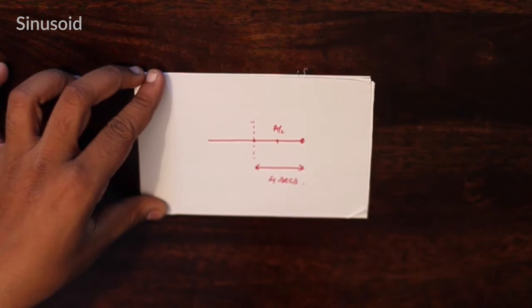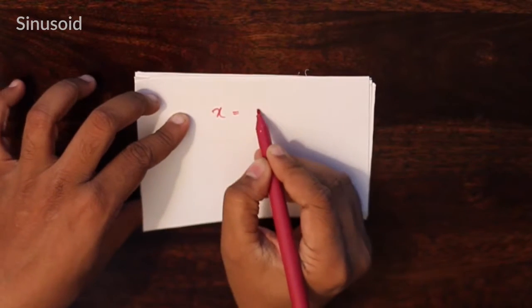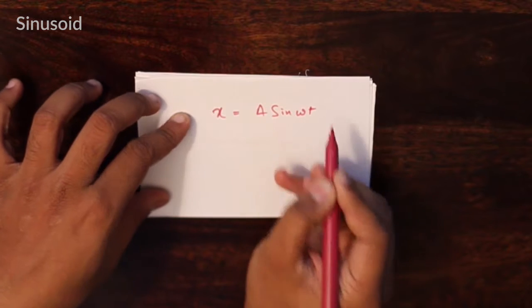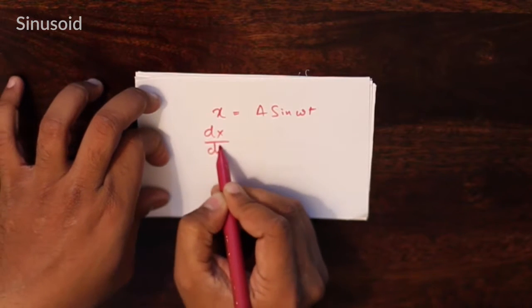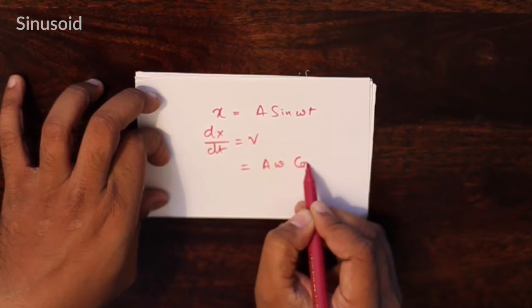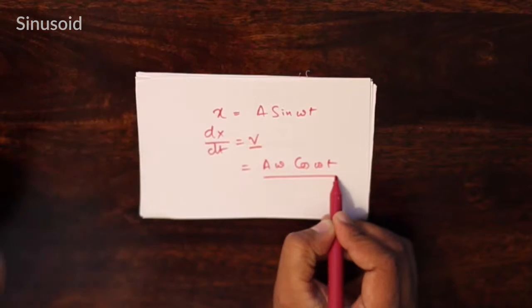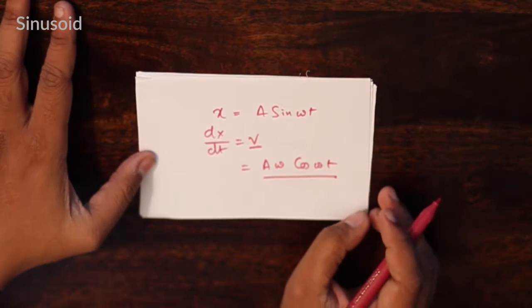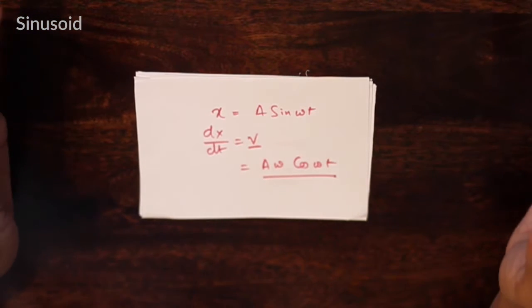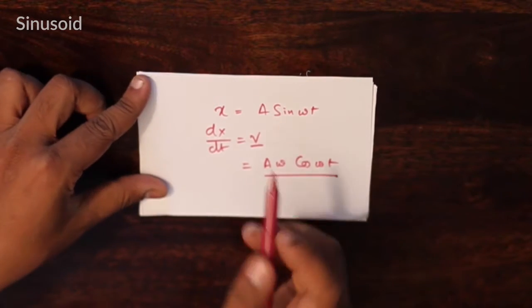The body's velocity, given the fact that x is equal to a sine omega t, then dx by dt, which is the velocity, is a omega cos omega t. The velocity itself is changing with time. So you do not have a linear situation where it takes 4 seconds to cross a and therefore 2 seconds to cross a by 2. So what is actually happening?